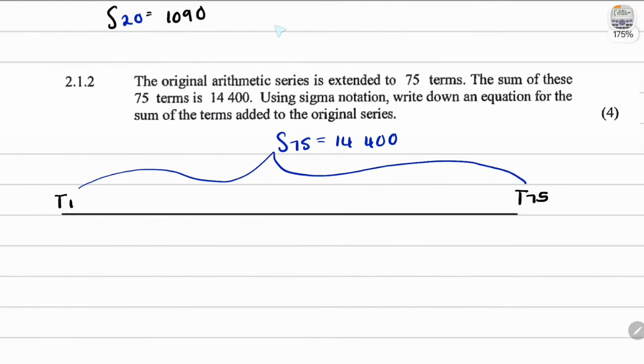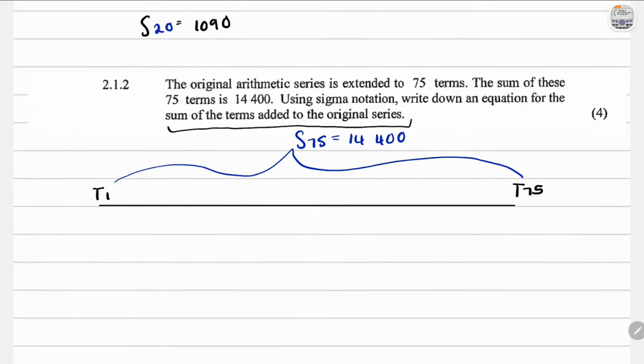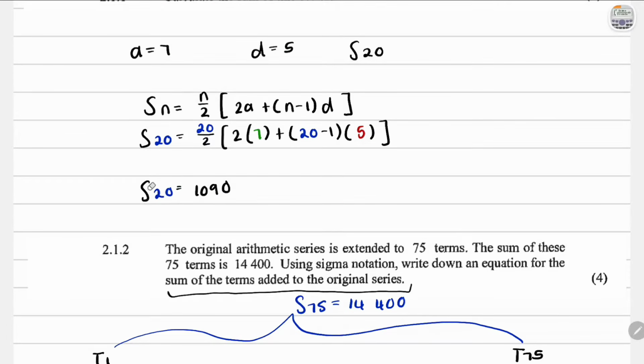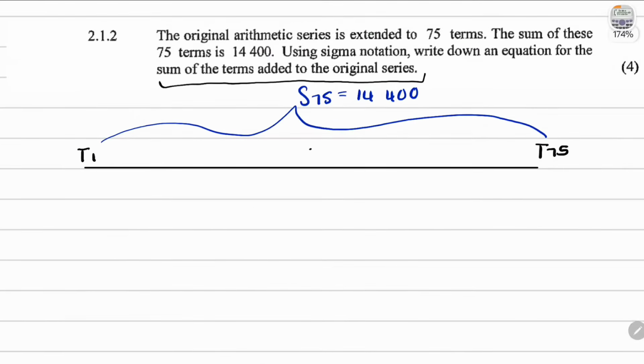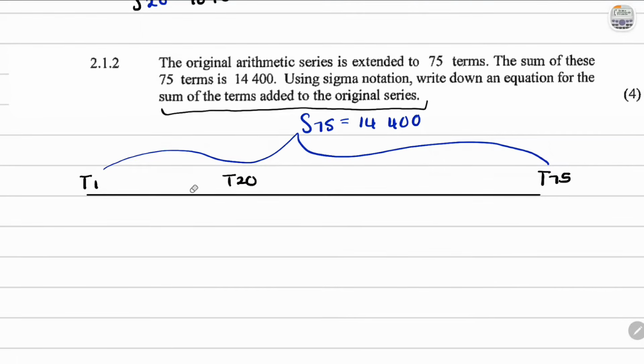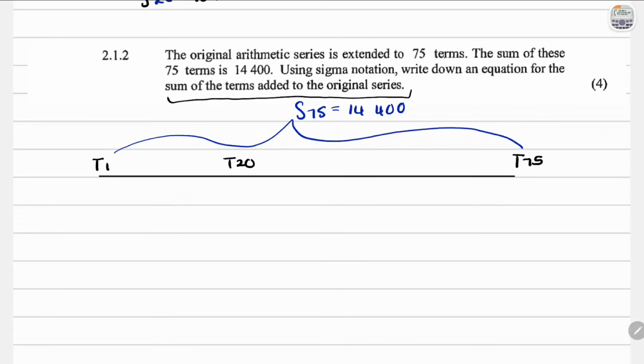Then they say, using sigma notation, write down an equation for the sum of the terms added to the original series. So we need to write it in sigma notation first of all, but it needs to be the sum of the terms that have been added to the original series. You know that the original series, right? Where they spoke about this, they said we ended at term 20. So 20 terms. So the original series had 20 terms, which should be probably here. And then they are now saying that this gets extended. So you need to write an equation for the sum of terms that have been added.